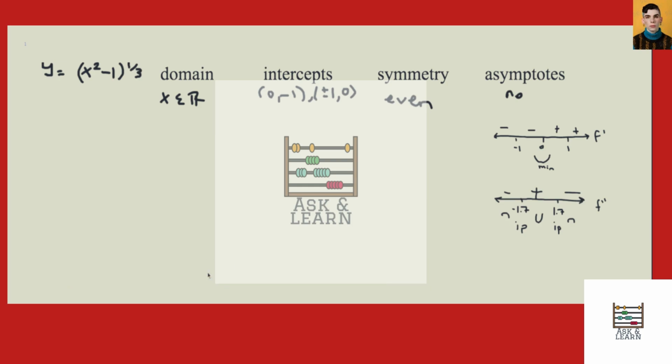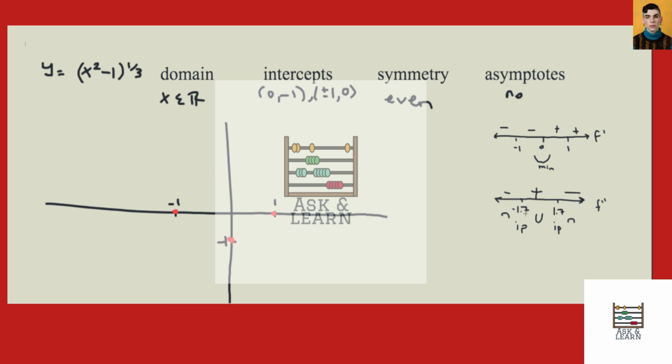Now we can graph it. So here we have 0, negative 1. This is an intercept. Positive 1 and negative 1 are also intercepts. And it's even, so we're going to see symmetry across the y-axis.